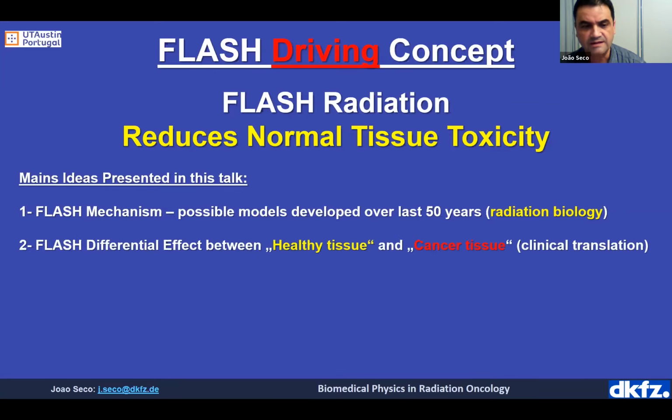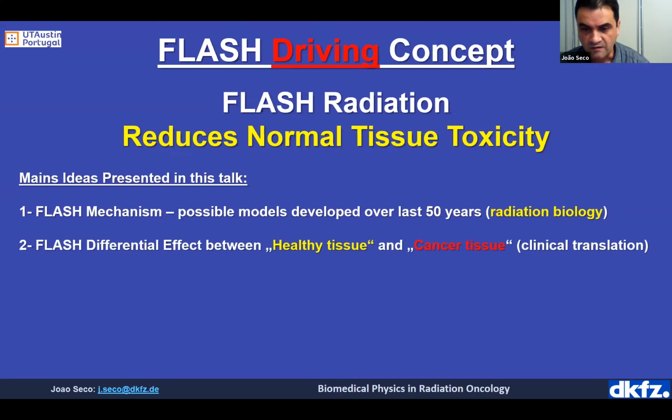Then I will mention something that is very common, that is the differential effect. So the difference between healthy tissue and the cancer tissue response to radiation. Right? This is where the majority of the studies, the animal studies, have really shown this differential effect. It doesn't mean that they've studied the mechanism, but they've clearly shown a differential effect. This is primarily important when we do clinical translation.